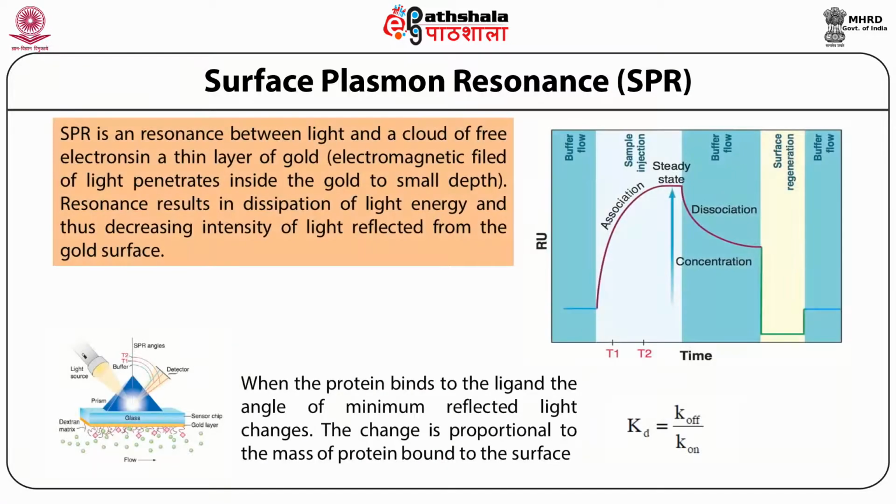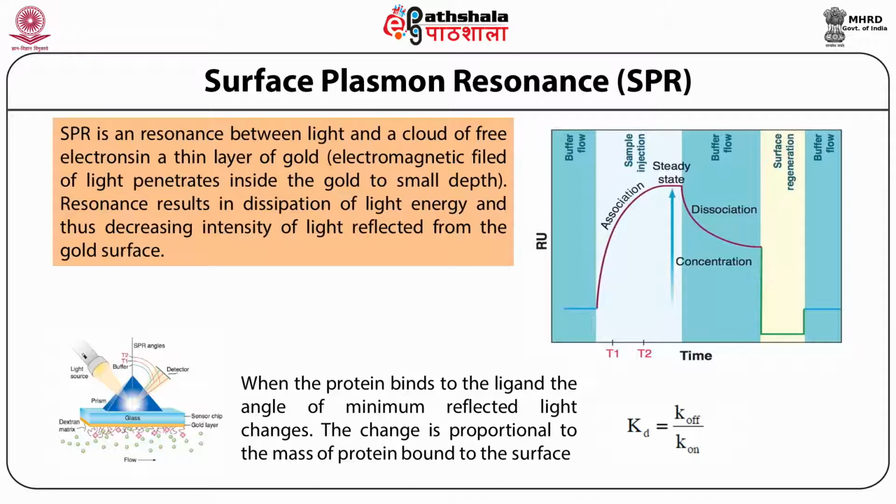Another important technique for the estimation of binding affinity between the protein and ligand is surface plasmon resonance, known as SPR. SPR is a resonance between light and a cloud of free electrons in a thin layer of gold. The electromagnetic field of light penetrates inside the gold to a small depth, and resonance results in the dissipation of light energy and thus decreasing the intensity of light reflected from the gold surface.